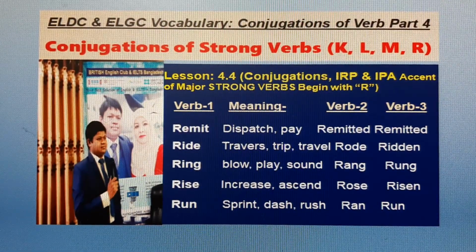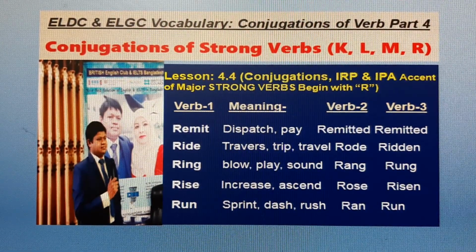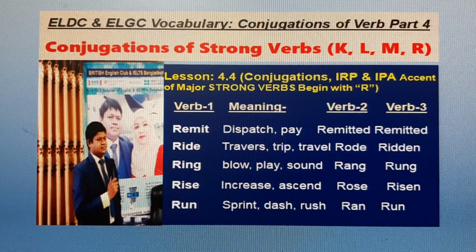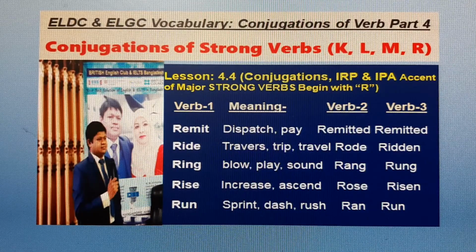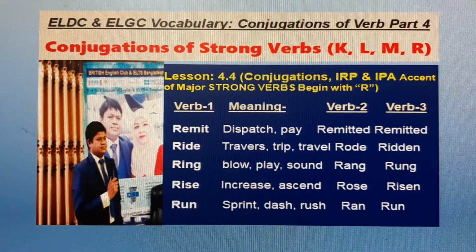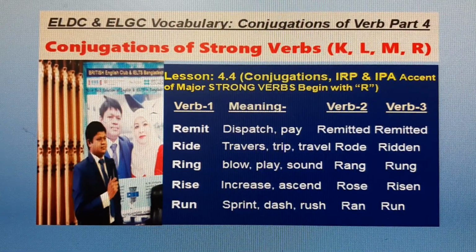Lesson 4.4 Conjugations of major strong verbs beginning with R. Remit, disperse, pay, submit, মকুফ করা, remitted, remitted. Ride, traverse, trip, travel, চড়া, rode, ridden.